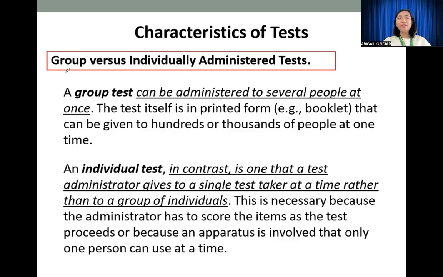May mga test na ina-administer in group at may mga tests that we have to administer individually. So group tests can be administered to several people at once. Okay, like mga personality tests, paper pencil test na pwedeng magsabay yung 25 na tao, 50 na tao, etc. Pero may mga tests din like projective test na kailangan one-on-one yung pag-administer doon sa test.